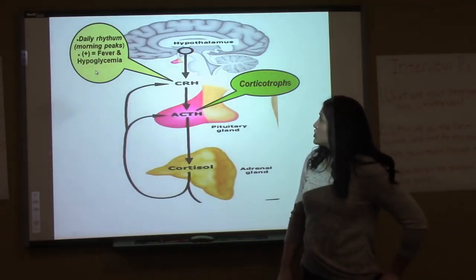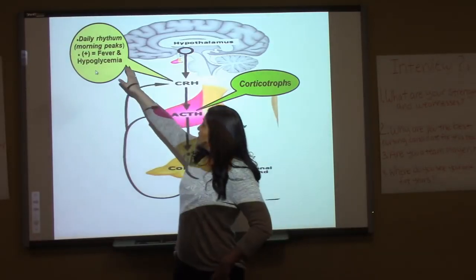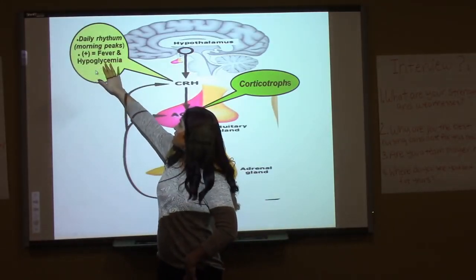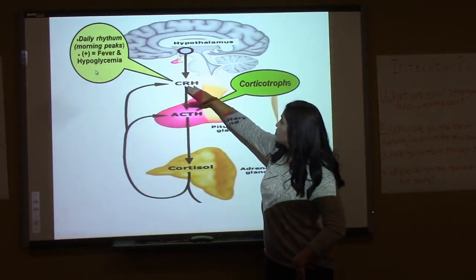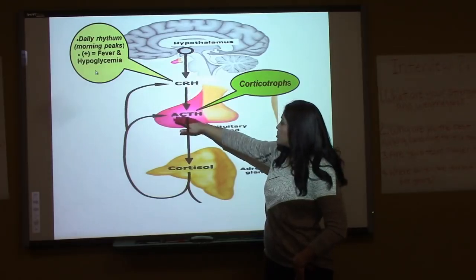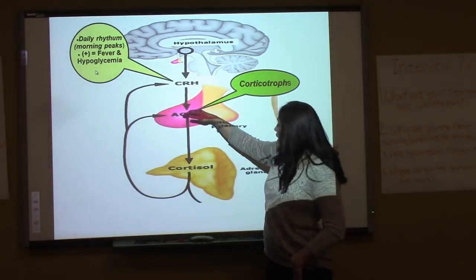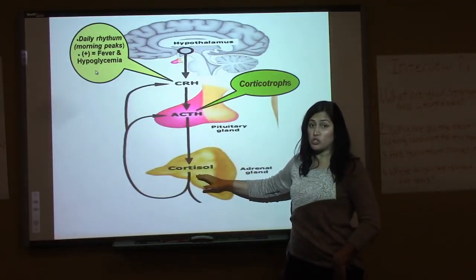Okay. So now let's look at basically cortisol. Your daily rhythm, your morning peaks, and fever and hypoglycemia will all stimulate your hypothalamus to release CRH. CRH will now stimulate your anterior pituitary to release ACTH. ACTH in turn will stimulate your adrenal cortex to release cortisol.